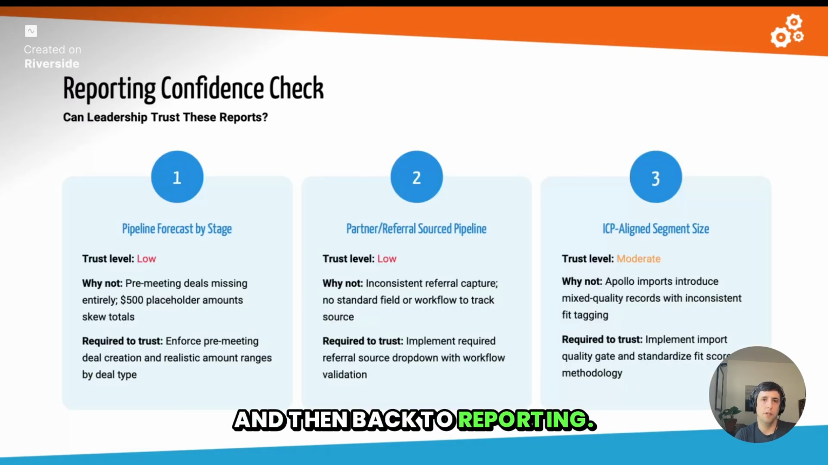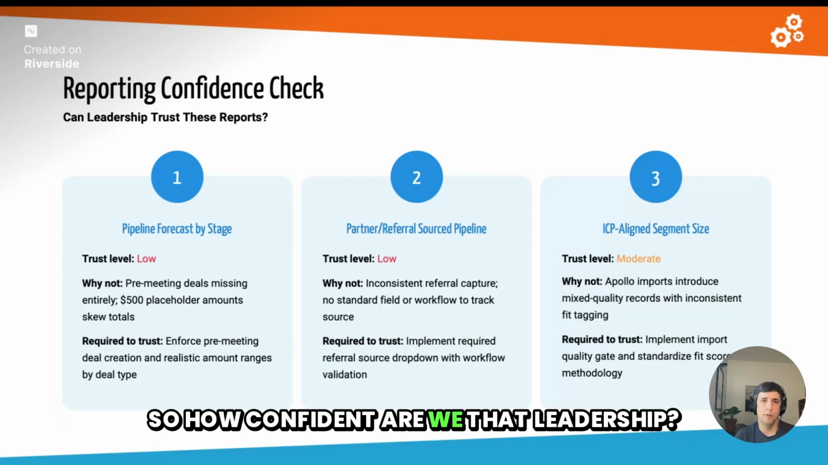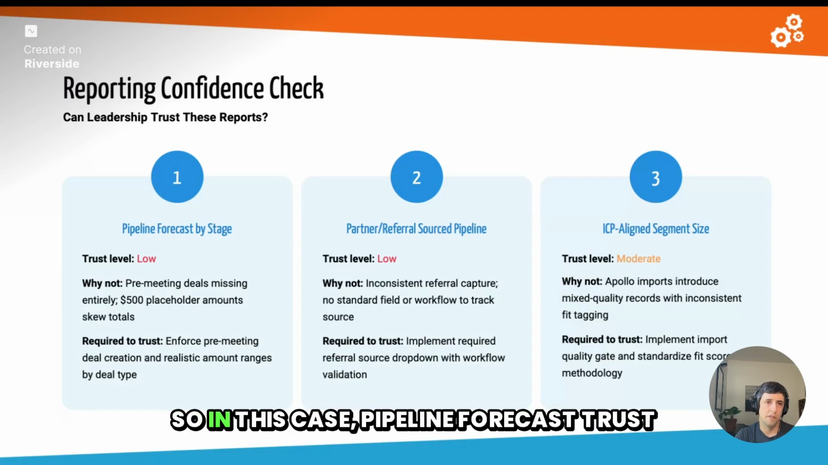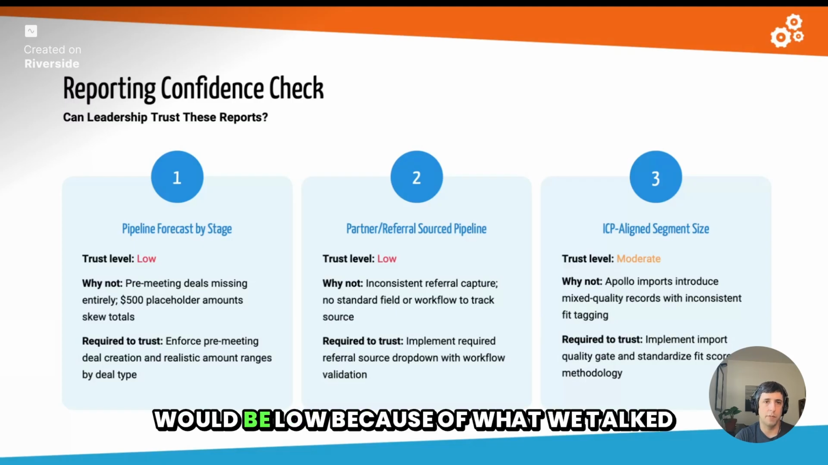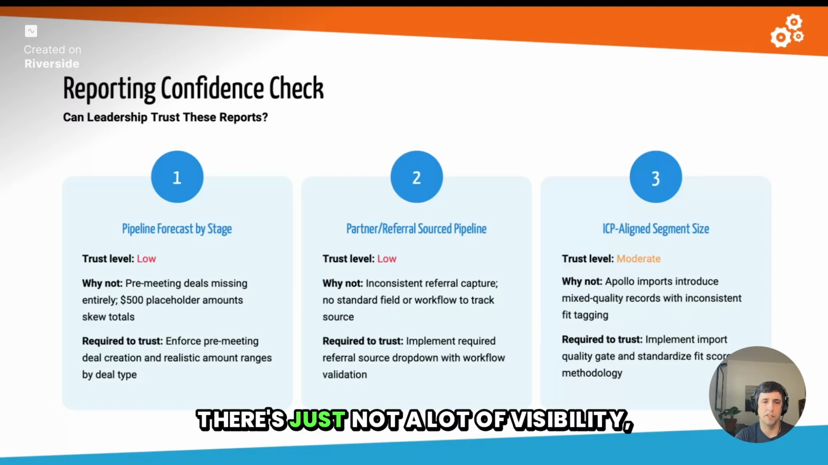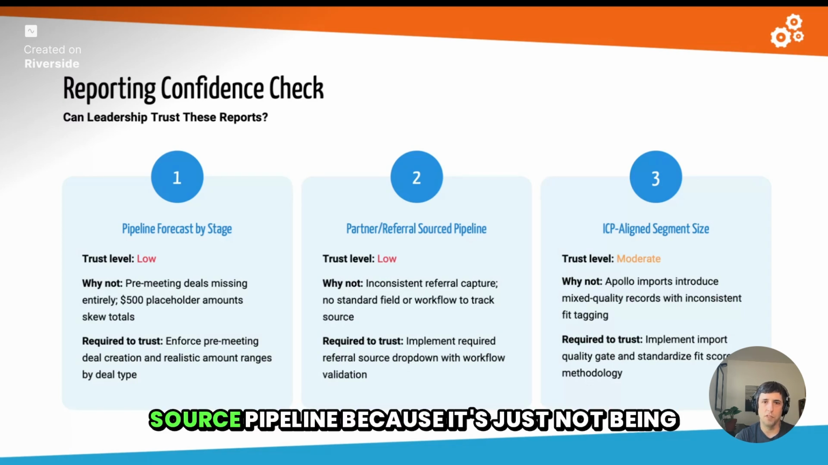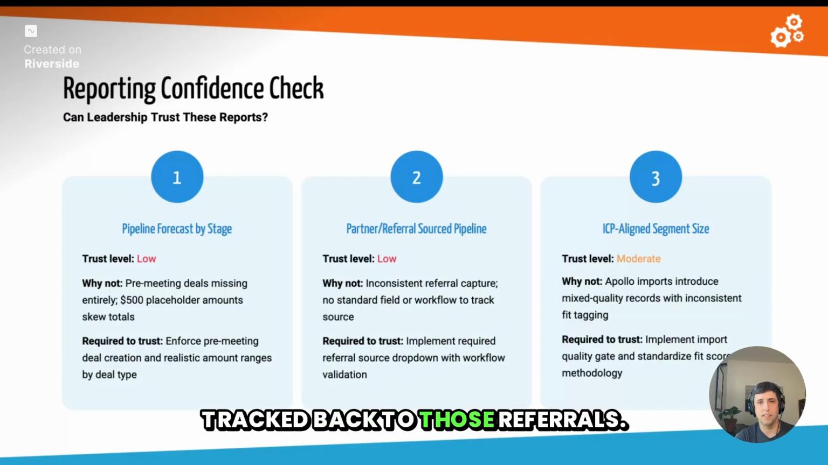And then back to reporting. So how confident are we that leadership can really trust these reports for data-driven decisions? So in this case, pipeline forecast trust would be low because of what we talked about. There's just not a lot of visibility, especially in the top of funnel. We really can't trust the partner referral source pipeline because it's just not being tracked back to those referrers.